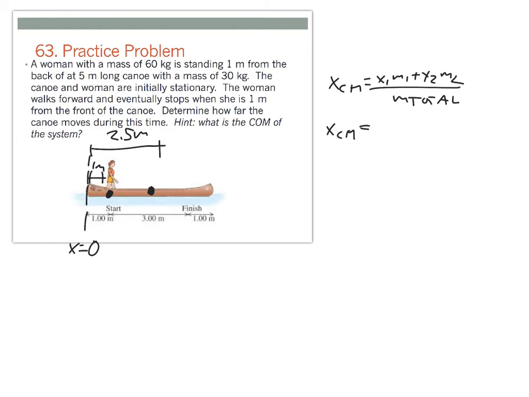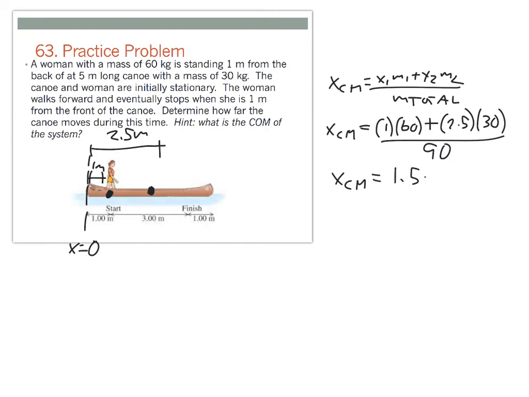So I'm going to go ahead and use my center of mass to find this. So I'll say the woman is object 1, so her mass times her position plus the canoe, which has a position of 2.5 times its mass, all over the total mass of our system, which is 90. And I find that the position of my x center of mass is 1.5 meters. So I have here my initial x center of mass, which is 1.5 meters from the left end.